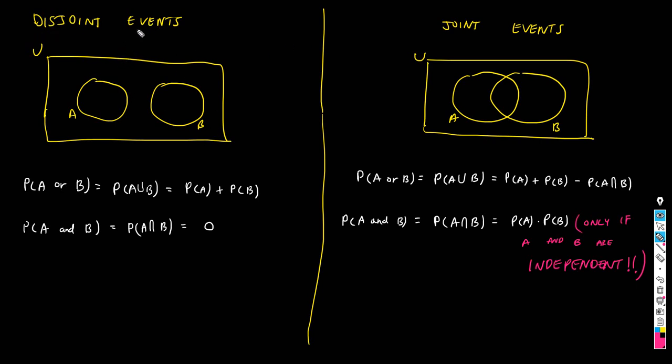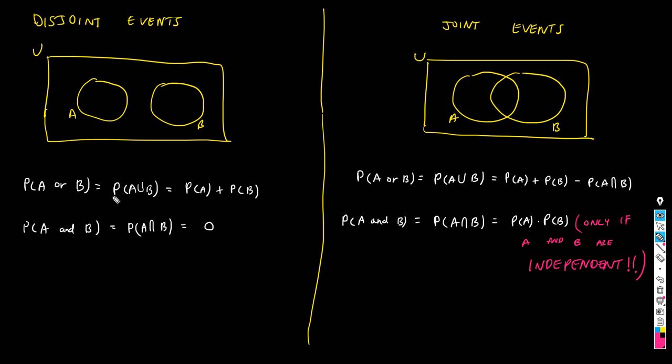First, let's take a look at the case when they are disjoint events, which is by far the simplest case. This is a difficult one. So let's consider a sample space for a certain experiment, and let's consider the disjoint events A and B. So, what is the probability of A or B happening? What is the probability of A or B occurring?